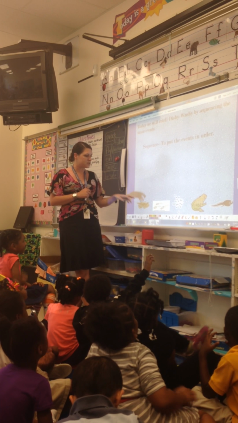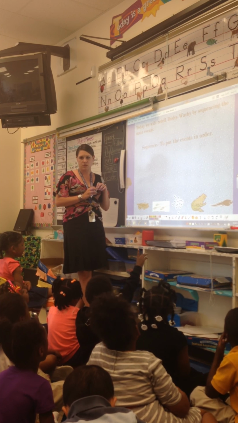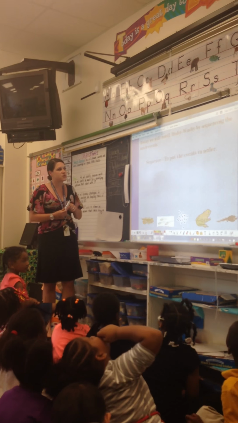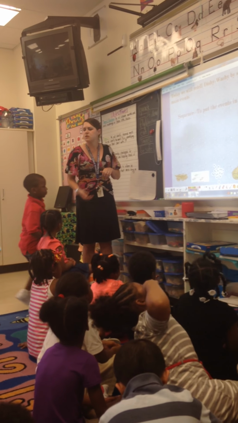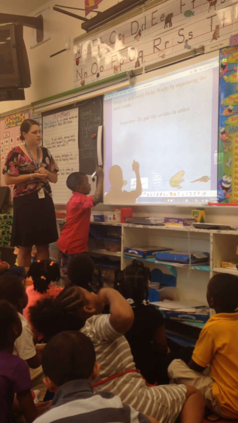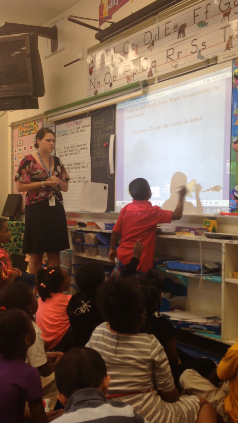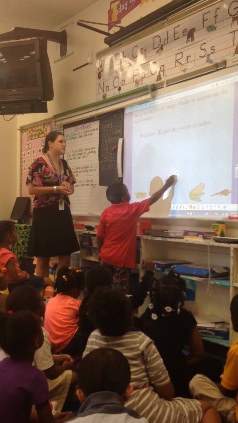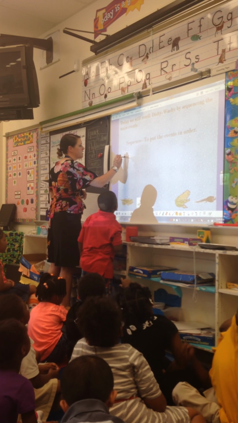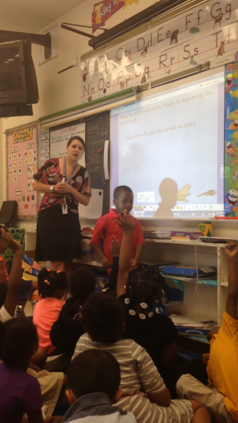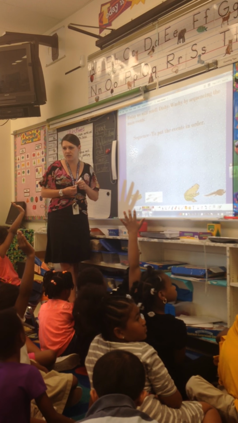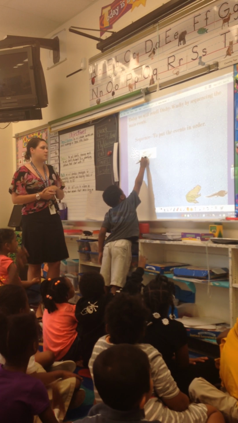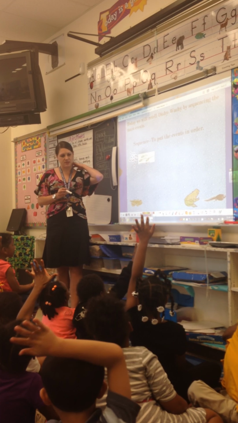So first let's practice sequencing the frog. We did this the other day. Who knows? What comes first? February, Nate, come on up. What happens first in a frog's life? They start as tadpoles? No. Eggs. Yeah, that's first. So first they are eggs. Good. What comes next? Kamari? Then they're tadpoles. Good.